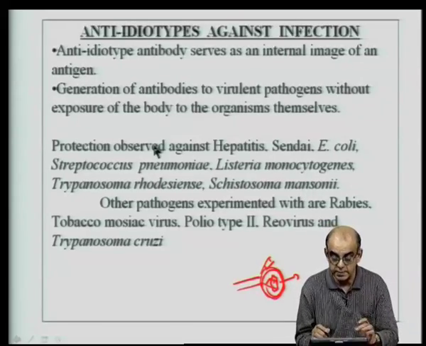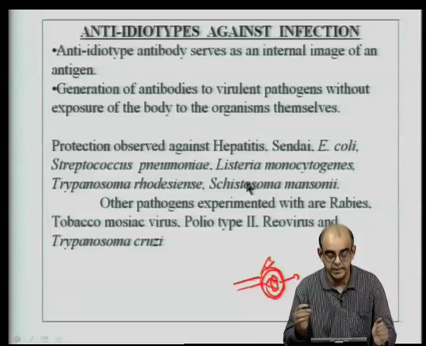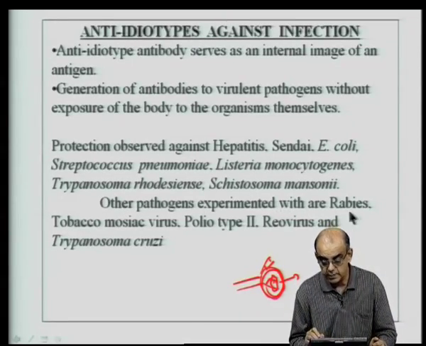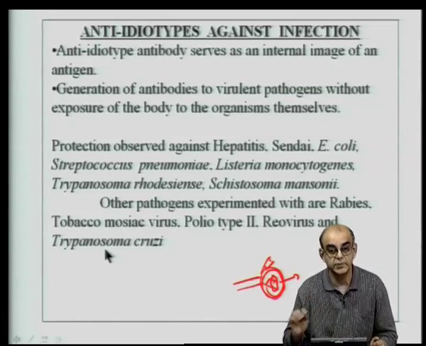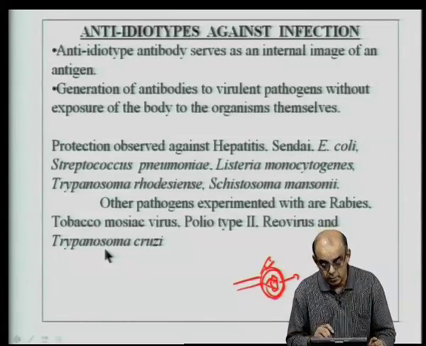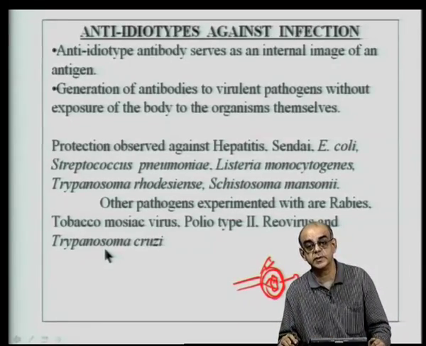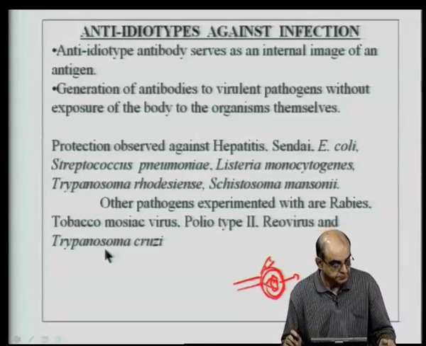So, protection has been observed by using these anti-idiotypic approaches, of course, in animals. Other pathogens that have been experimented with are rabies, tobacco mosaic virus, polio type 2, reovirus and Trypanosoma cruzi. However, although you had the formation of antibodies in such situations, protective immunity did not result in these examples.